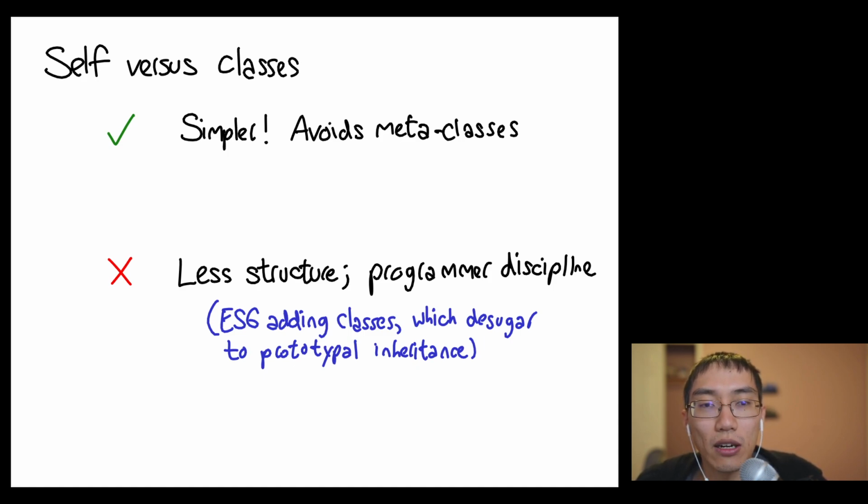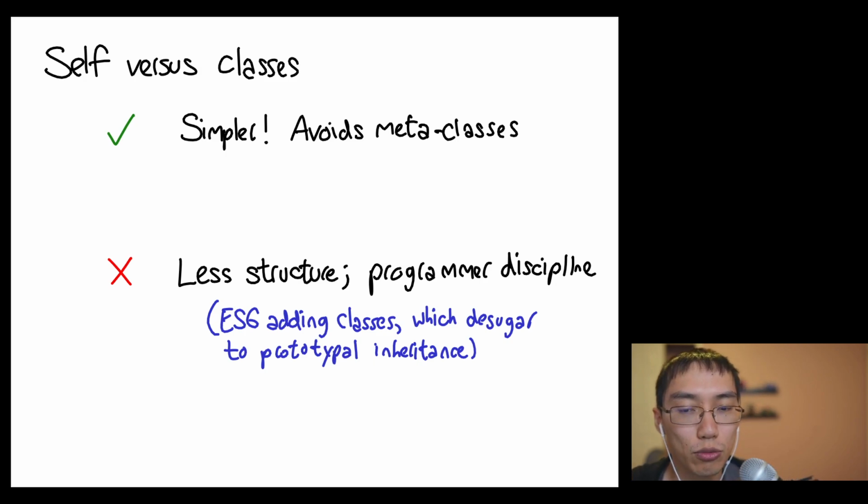So how did Self work out, right? Self is good in the sense that it's simpler. You don't need metaclasses. You don't need the crazy stuff that happened with Smalltalk. One downside of Self is it's less structured, right? We said you can do whatever you want, hooking up your prototypes, parents, and we're not really going to stop you. And that means that you have to be a disciplined programmer to write your code.